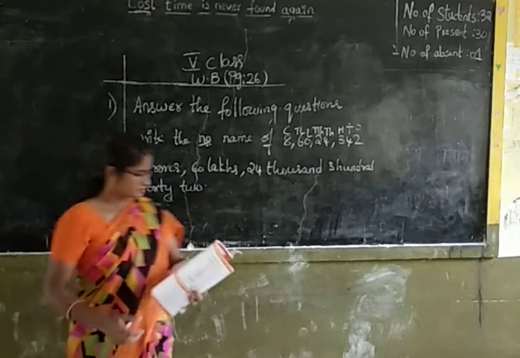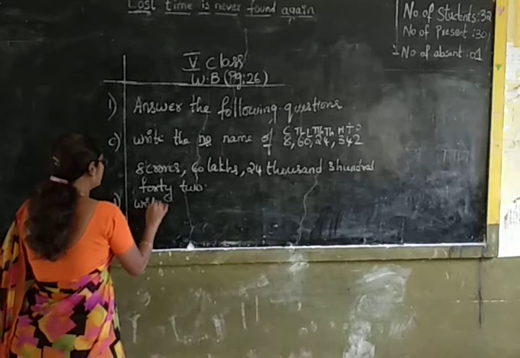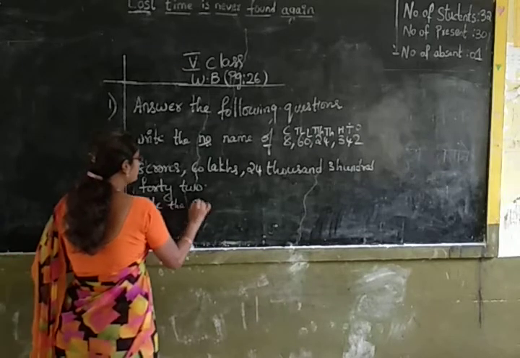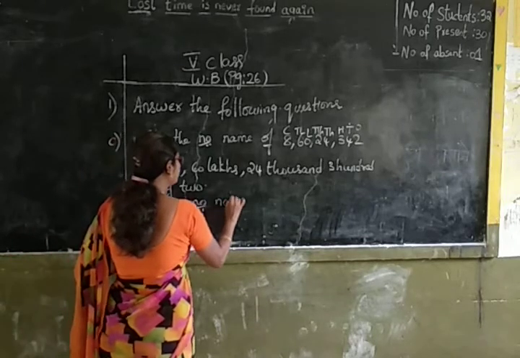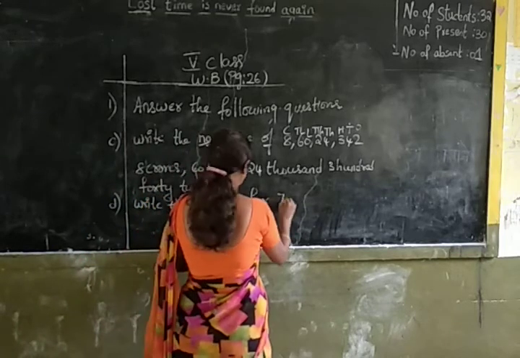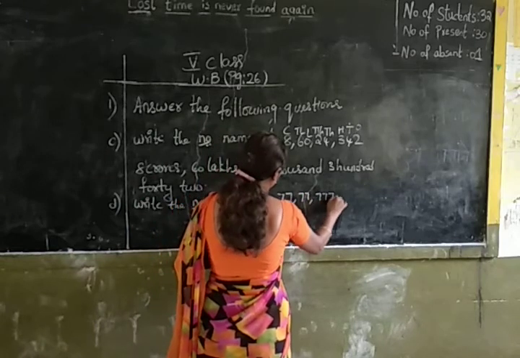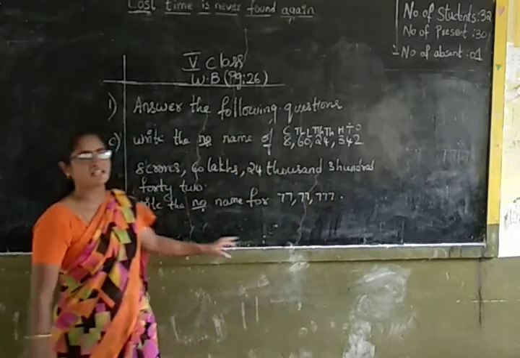Now let us do the D sum. Okay children. Write the number name for this number. You have to write the number name for this number.